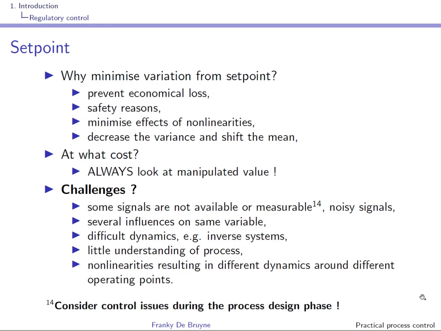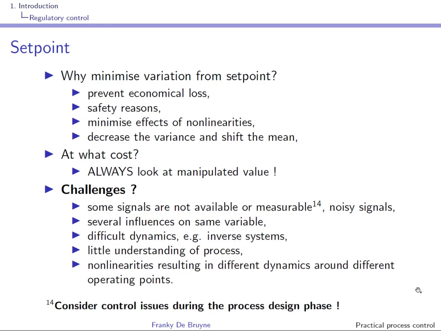Another reason to minimize the variations around the set point is that when you decrease the variance around the set point, you can actually very often shift the set point itself. This is the very well-known paradigm: decrease the variance and shift the mean. This will be explored in the next slide.